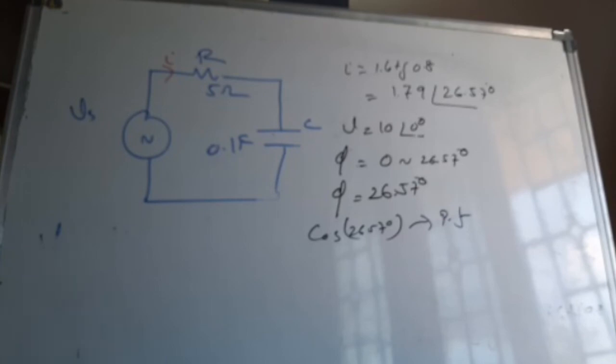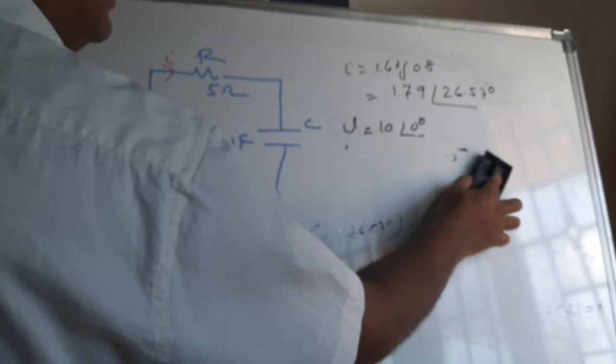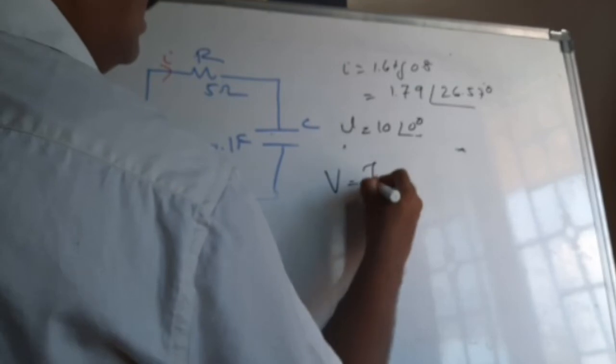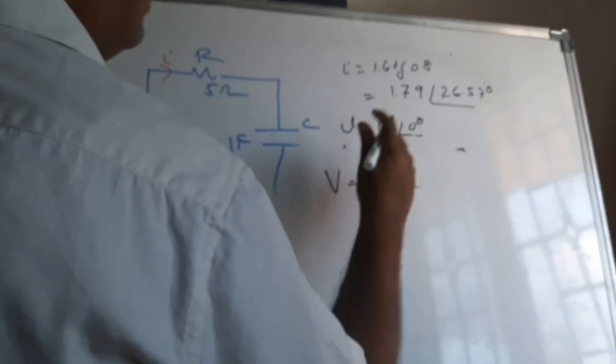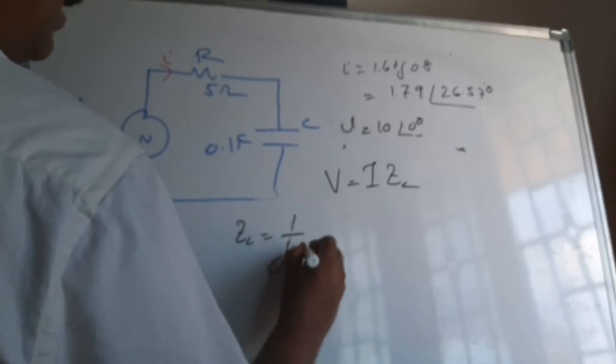Now here it is asked to find the voltage across the capacitor. So how do you find the voltage across the capacitor? V is equal to I times Zc. We know that Zc is equal to 1/jωC. Substitute the values, and you'll get the answer.